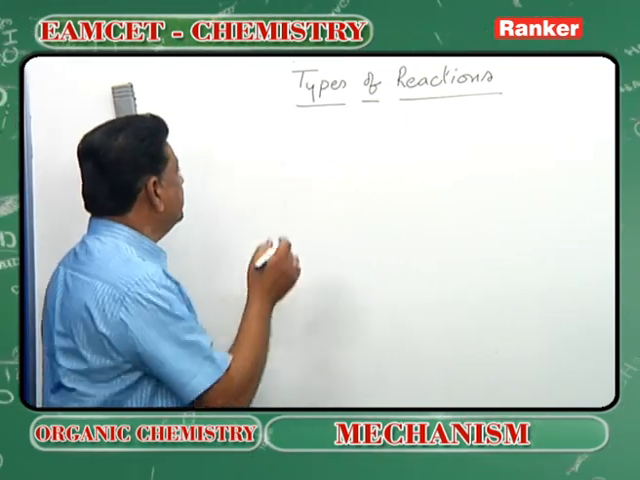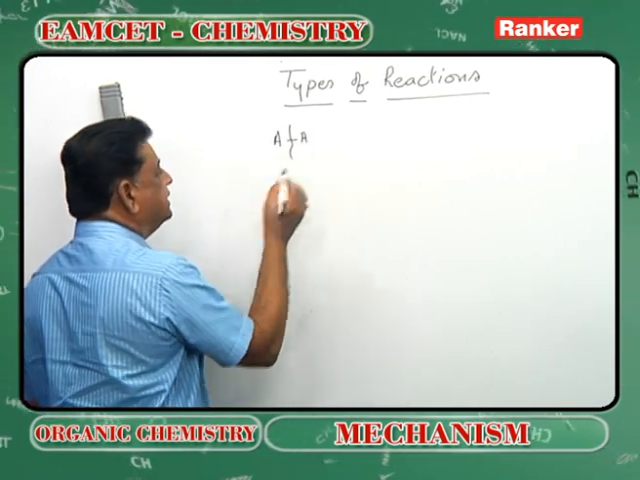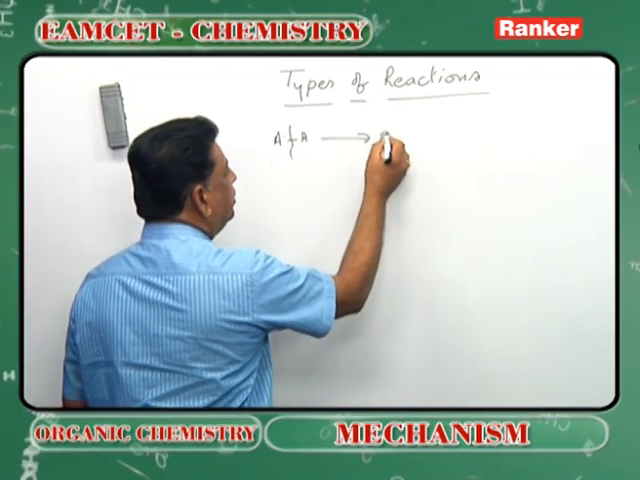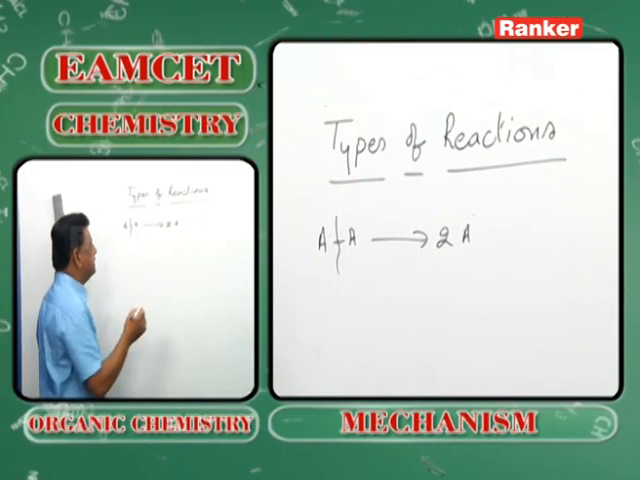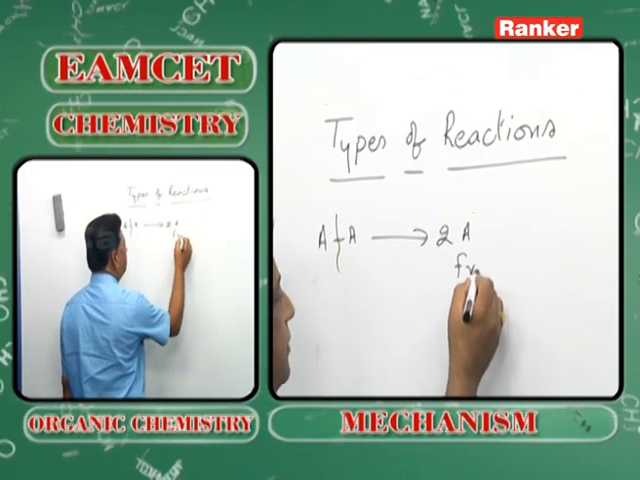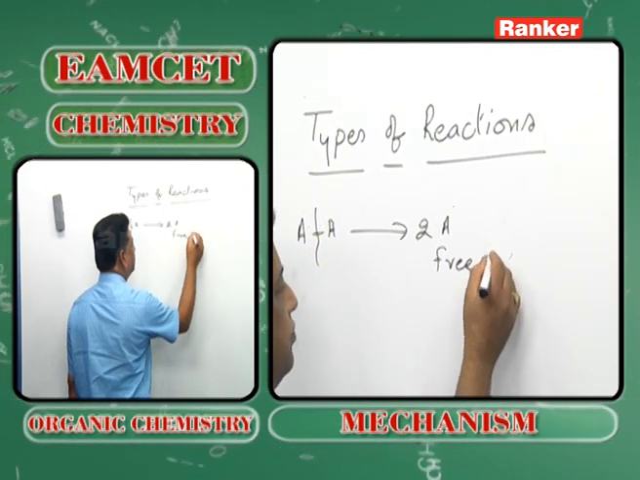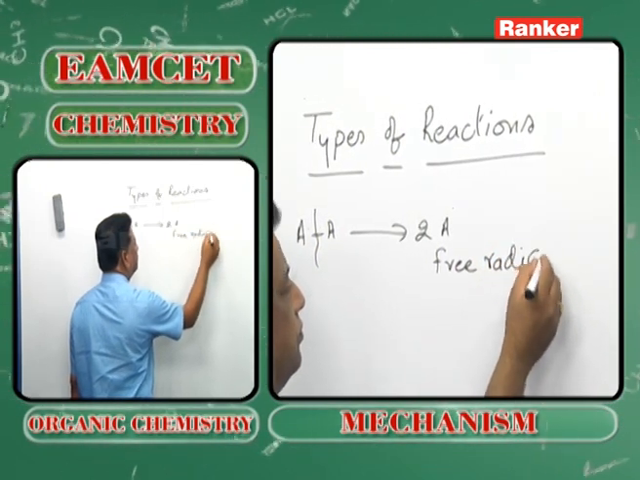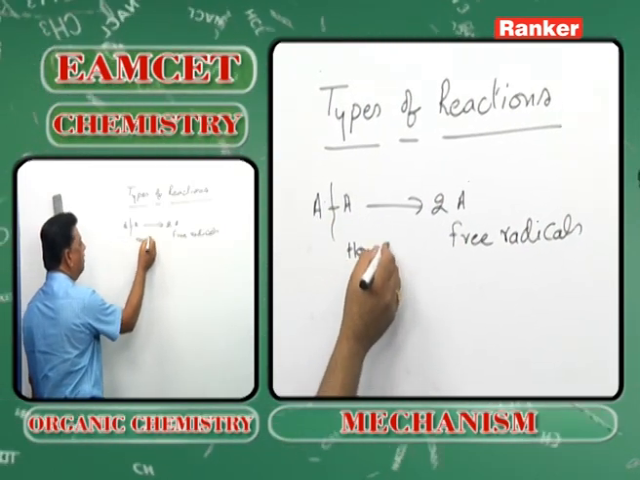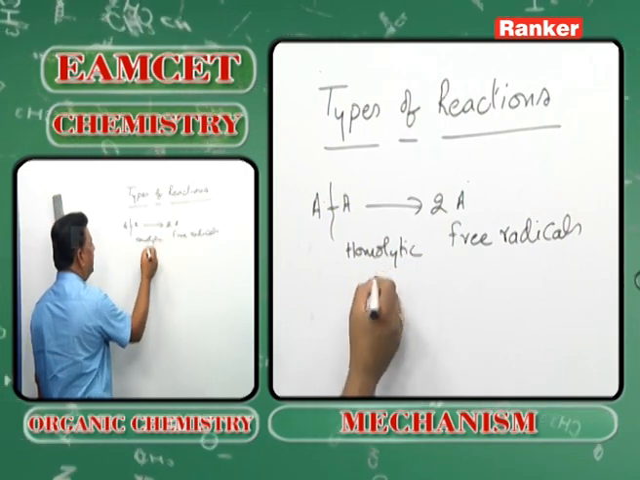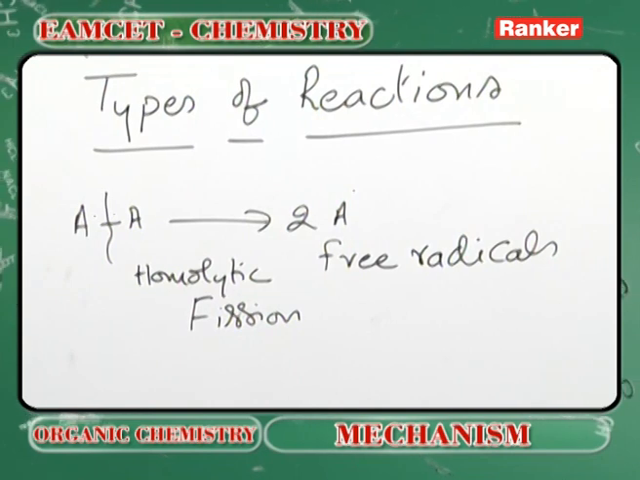First, let us say a molecule like AA breaks in the center, so that you get two pieces of A, each having one free electron. Such species are called free radicals. The breakage is called homolysis or homolytic fission. This is very commonly seen in organic chemistry.